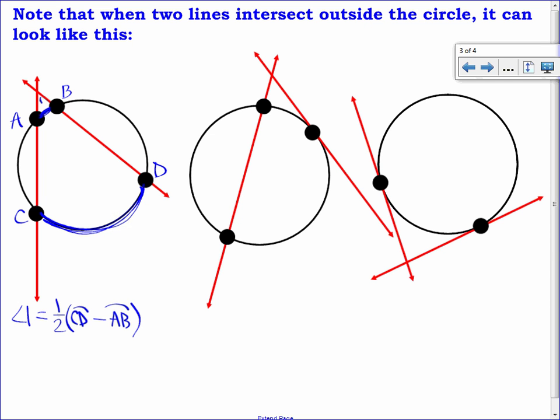On this one, let's label this angle angle 2. And let's start with the next letter. We'll do E, F, G. Okay, so there's also two arcs here. There's one here and one here. So angle 2 is equal to 1/2, two things subtracted. What two arcs are we going to subtract?